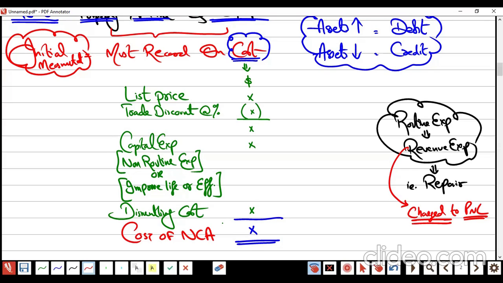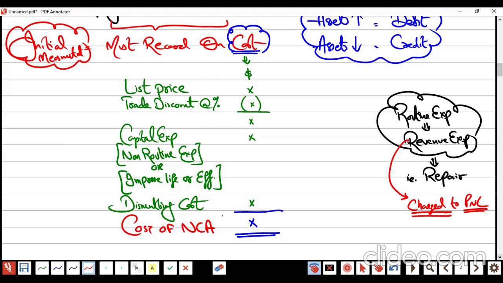IAS 16 is saying you will remove your installed asset once or again and again? Once. Whatever we do once is what, capital or revenue? Capital. So dismantling cost is going to be part of the cost of any non-current asset. How? What formulas are we going to use? Present value and so on. We will learn soon. Any problem till now? Am I clear? Okay.